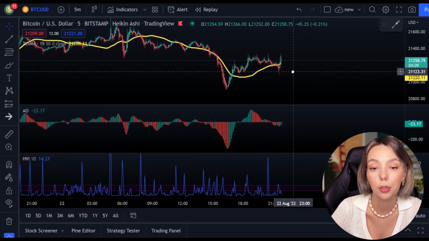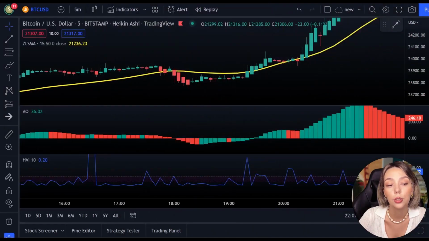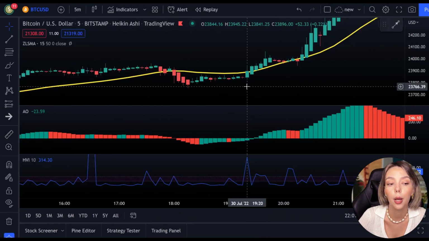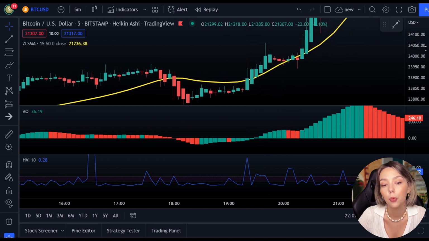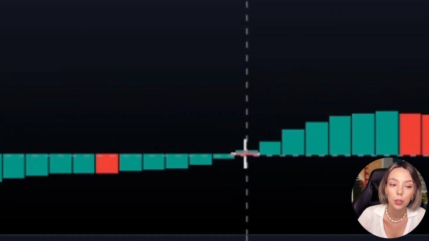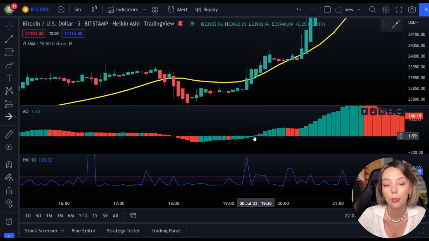Now let's get into the trading rules. So here are the conditions for entering a long trade. First, we are only going to be looking to buy if the price action is closed above the Zero Lag SMA and the line is pointing upwards. Second, the Awesome Oscillator has to print a green bar above the zero level.